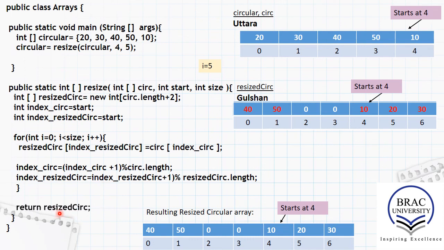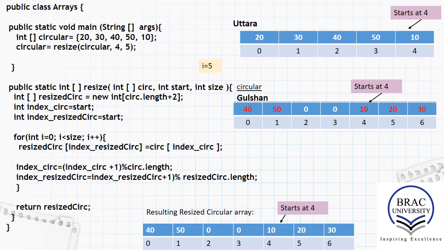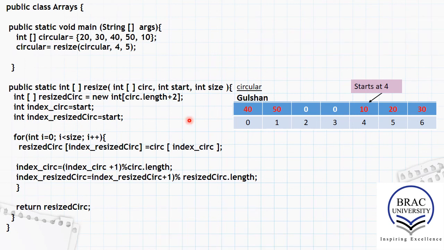So when I return this value, the reference Gulshan will be returned and it will be stored in the variable circular. So circular will now point at this array. Now, after this method is executed, remember that all the local variables inside the method will get destroyed. So I will no longer have resized circ or these index values existing. So they will all disappear. Also notice that since this array's reference is no longer stored in any variable, I will no longer have access to this array as well.